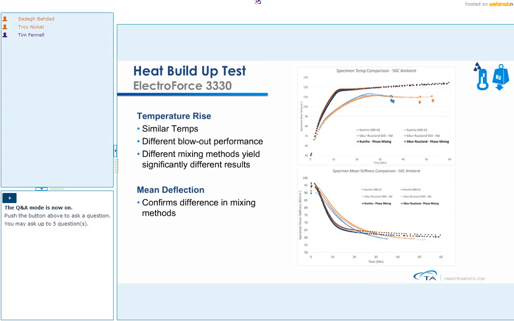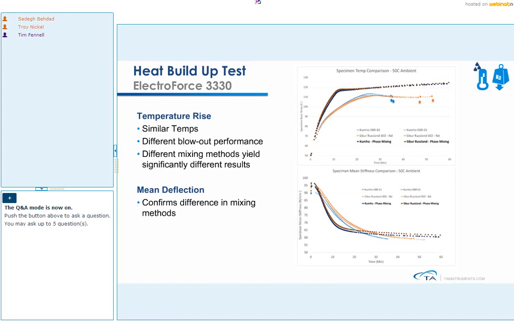So that's how it's done. Now, what we did in this case is that for the Comho and Cyber Rosland samples, we made two samples that were done the traditional way, and then another one that was done by phase mixing. So now we are comparing the effect of mixing only.